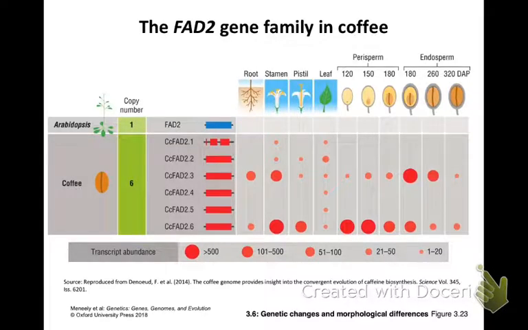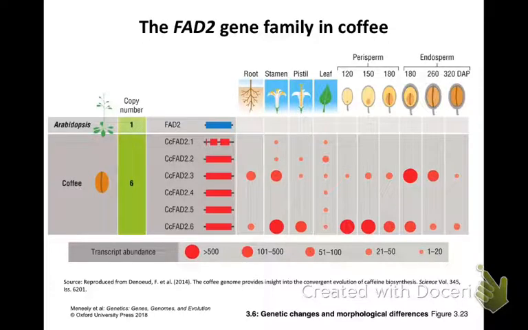An interesting case of this is the FAD2 genes in coffee. Coffee has two characteristics that people really like in their coffee: the aroma and the amount of caffeine present. And these CCFAD2 genes have all been copied. So there are 6 copies of that gene, and they're expressed in different parts of the coffee plant in different numbers.